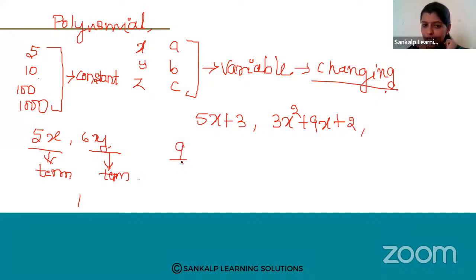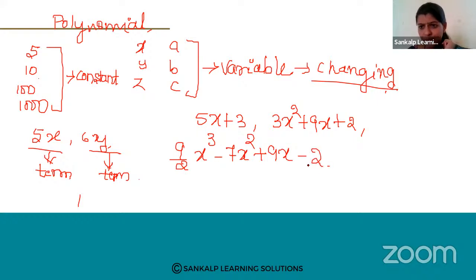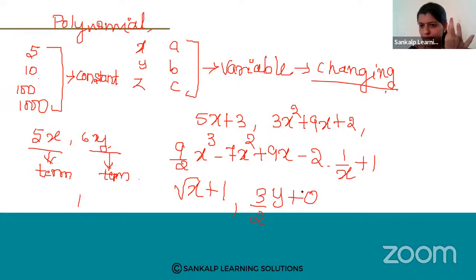Okay, 9 divided by 2x cube minus 7x square plus 9x minus 2. Next, if I write 1 divided by x plus 1, root x plus 1, right? 3 divided by 2, y plus 0. Now, I am writing some examples, right? So 5x plus 3, 3x square plus 9x plus 2. Here there are some examples. So, observe carefully.